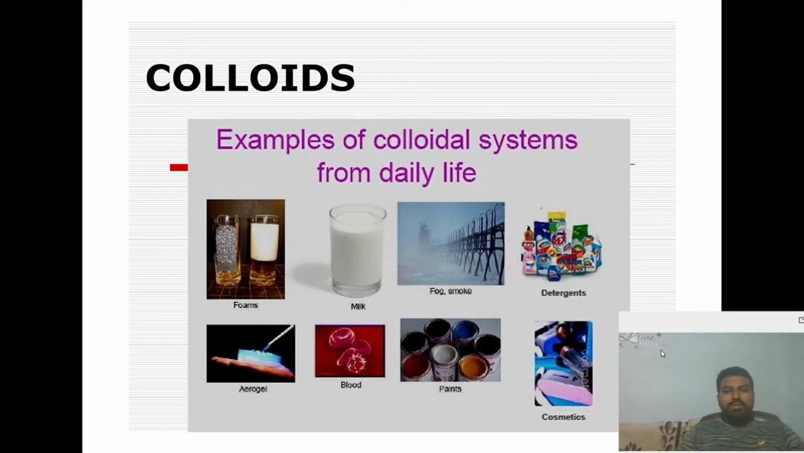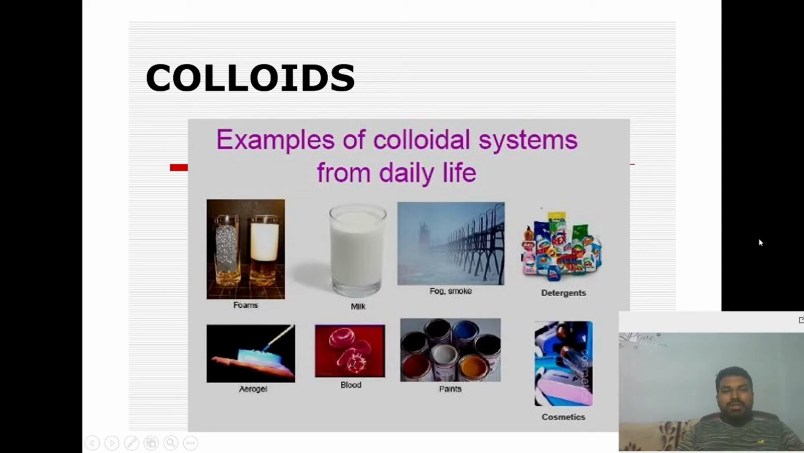Now, from these examples, we will come to know that there is a solvent and a solute mixed in it, which are not completely miscible, that we can see, the solute and solvent. So these types of solutions are known as colloids.